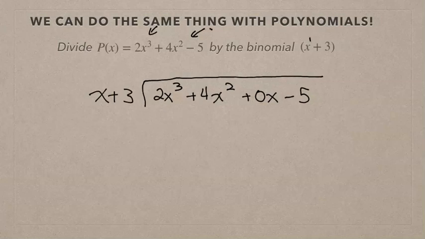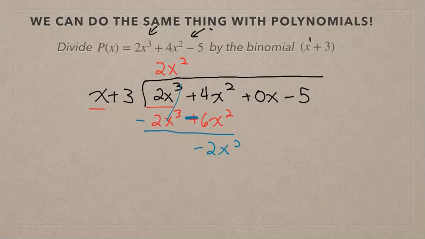So I have x and 2x cubed. How many times does x go into 2x cubed? 2x squared times. 2x squared times x is 2x cubed. 2x squared times 3 is 6x squared. I'm going to subtract or add the opposite. So this becomes minus and this also becomes minus. This is gone. 4x squared minus 6x squared is negative 2x squared.